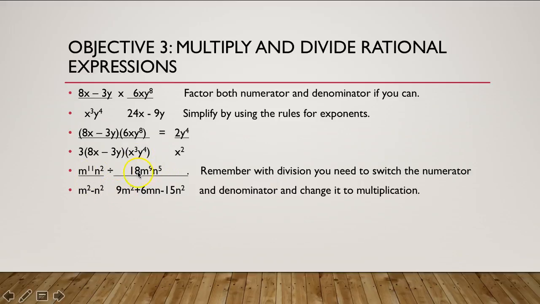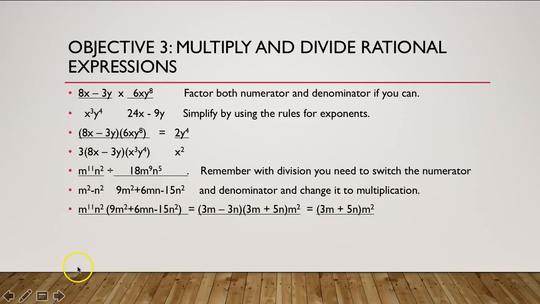Here we're going to be dividing, but remember with division you just switch the numerator and the denominator and change it to multiplication so that you get m to the 11th n squared times 9m squared plus 6mn minus 15n squared over m minus n times m plus n, and that's the difference of perfect squares here that I factored. Then you have 18m to the 9th n to the 5th.